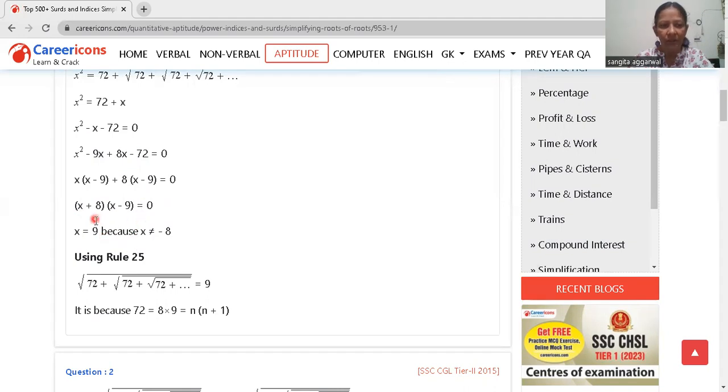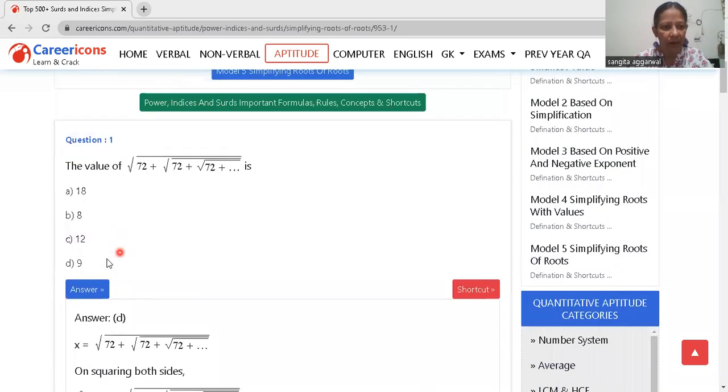So now if you do x minus 9 is equal to 0, x is equal to 9. Now x plus 8 is equal to 0, so x is equal to minus 8. And you will not take the negative term. You have got these two terms, 9 and minus 8 also. But 9 is positive, so your answer will be positive. So like this, you have to solve this. And now option D is your correct option for this question.